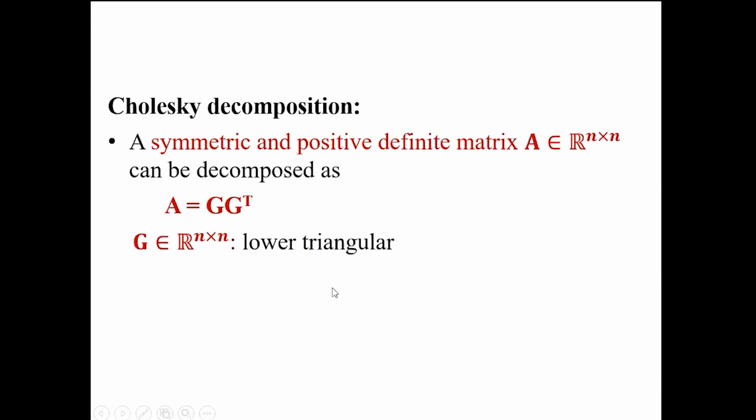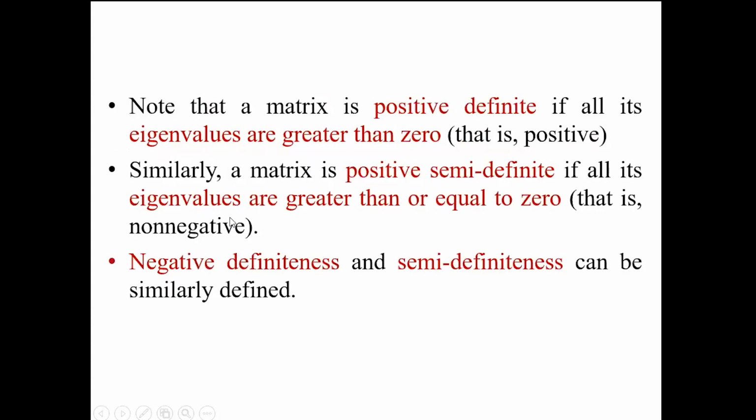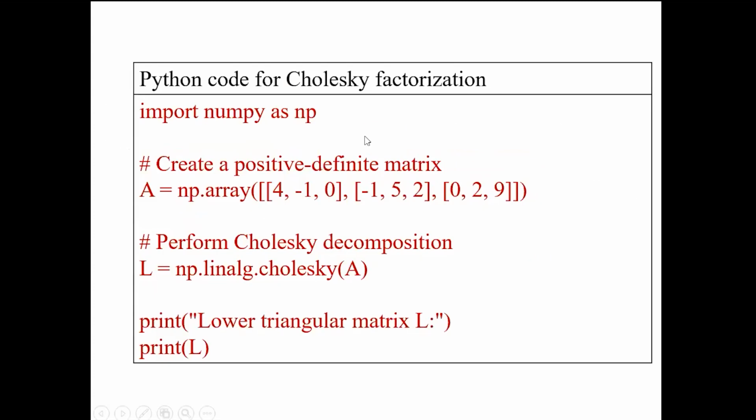Okay. We can do Cholesky decomposition. A is decomposed into a product of this matrix and this matrix. This is actually a lower triangular matrix. We can do this through a software package by just issuing this.